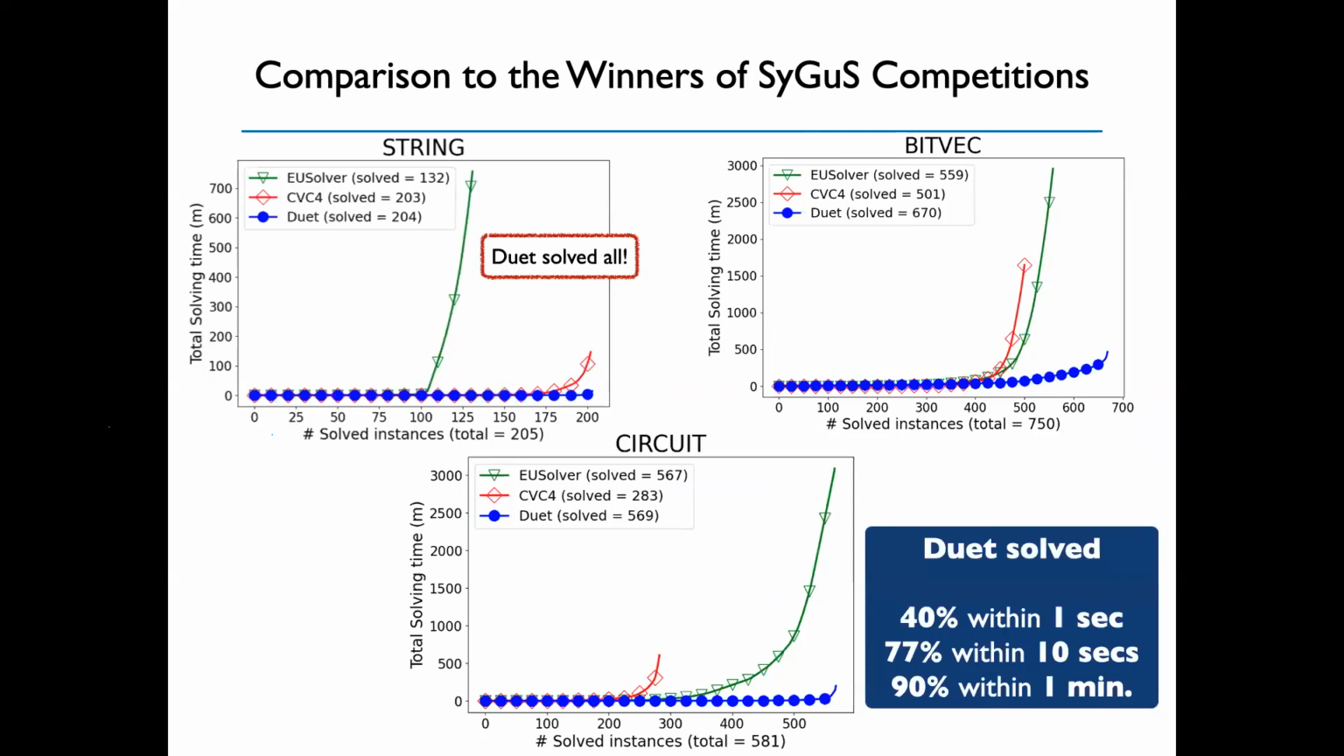Here are more detailed results. Each plot shows the number of problems solved within a certain amount of cumulative time by the 3 solvers for each domain. Blue lines represent performance of Duet. The closer to the x-axis, the better. Duet is the first tool that solves all the problems in the string domain, and it could solve 40% of problems within only 1 second each, and 90% of problems within 1 minute each.